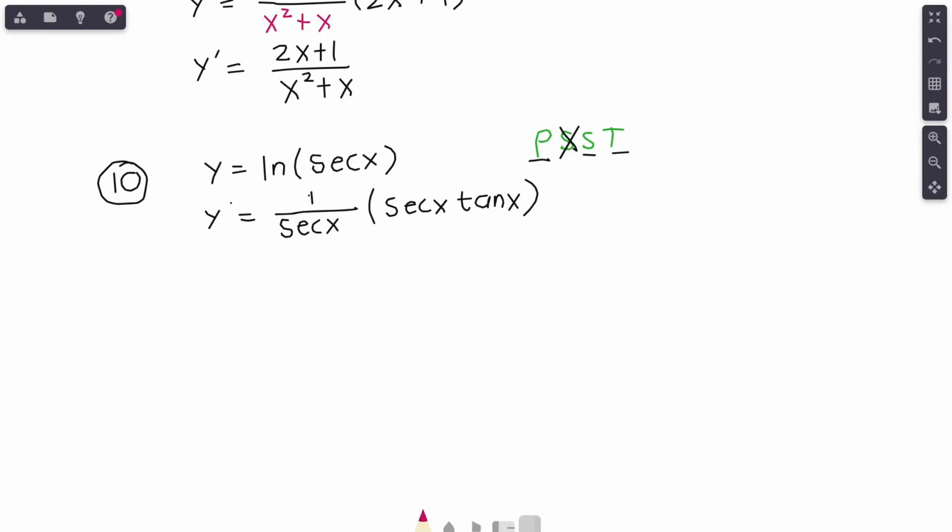Okay, notice that we have a 1 over secant x here, and a secant x here. Those are going to cancel. So our derivative that we're left with is just tangent x.